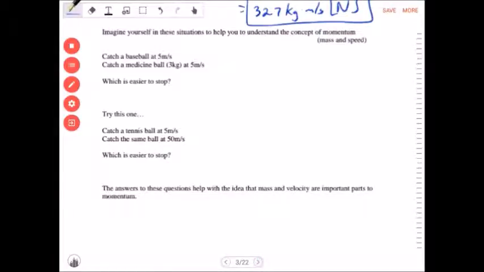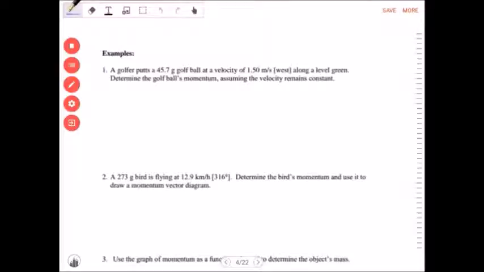Great. Let's do some examples and see if we can make this work. A golfer putts a 45.7 gram golf ball at a velocity of 1.50 meters per second west along a level green. Determine the golf ball's momentum, assuming the velocity remains constant. Easy enough. Remember, P equals mv.